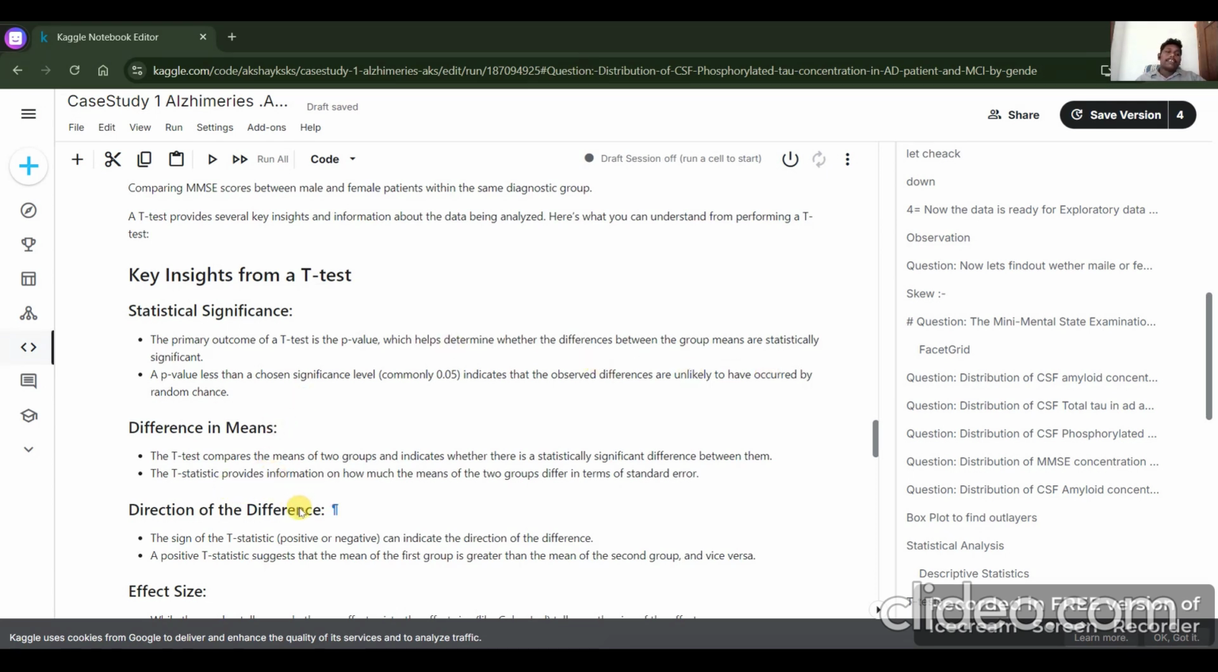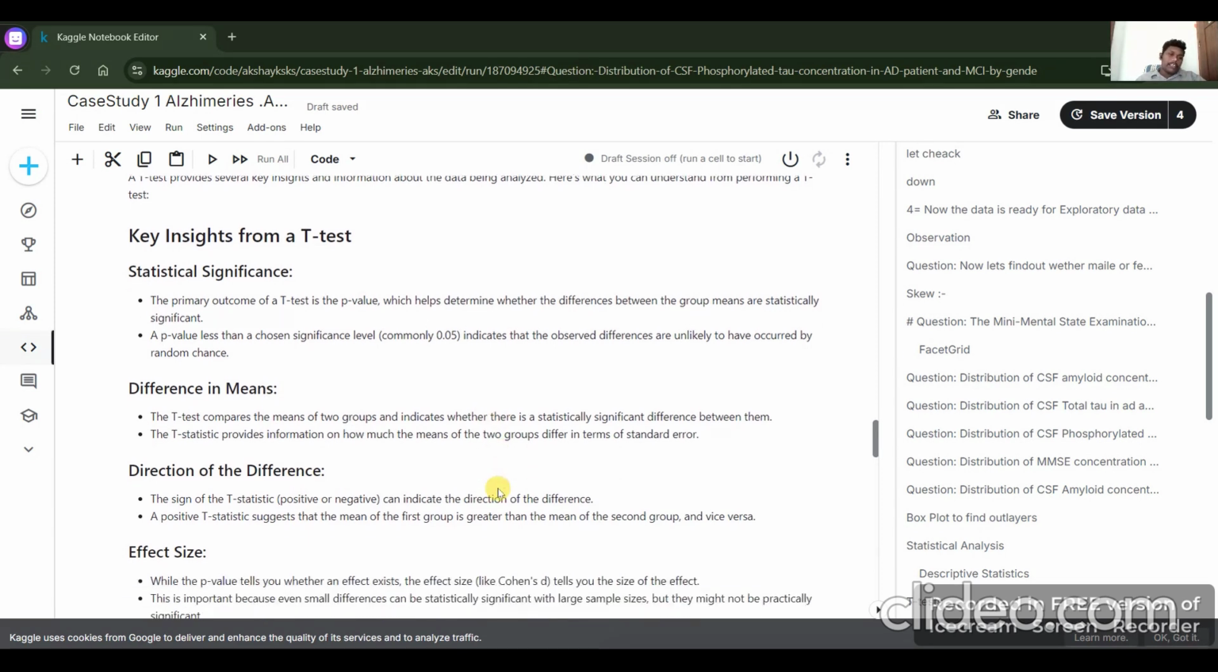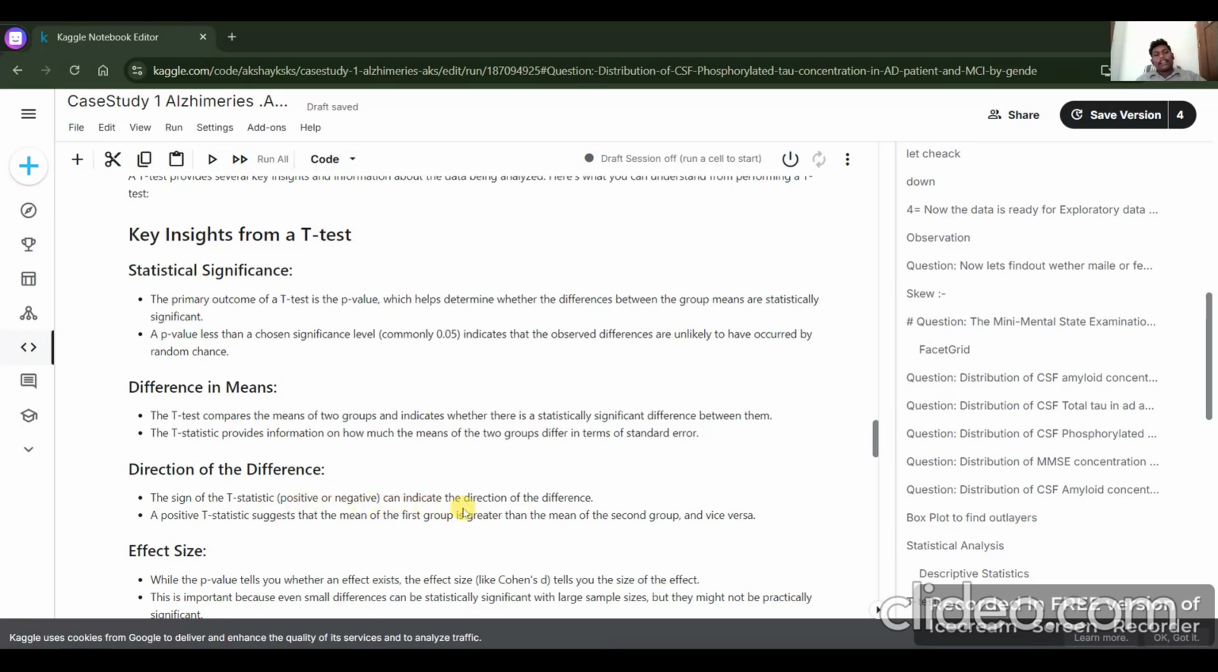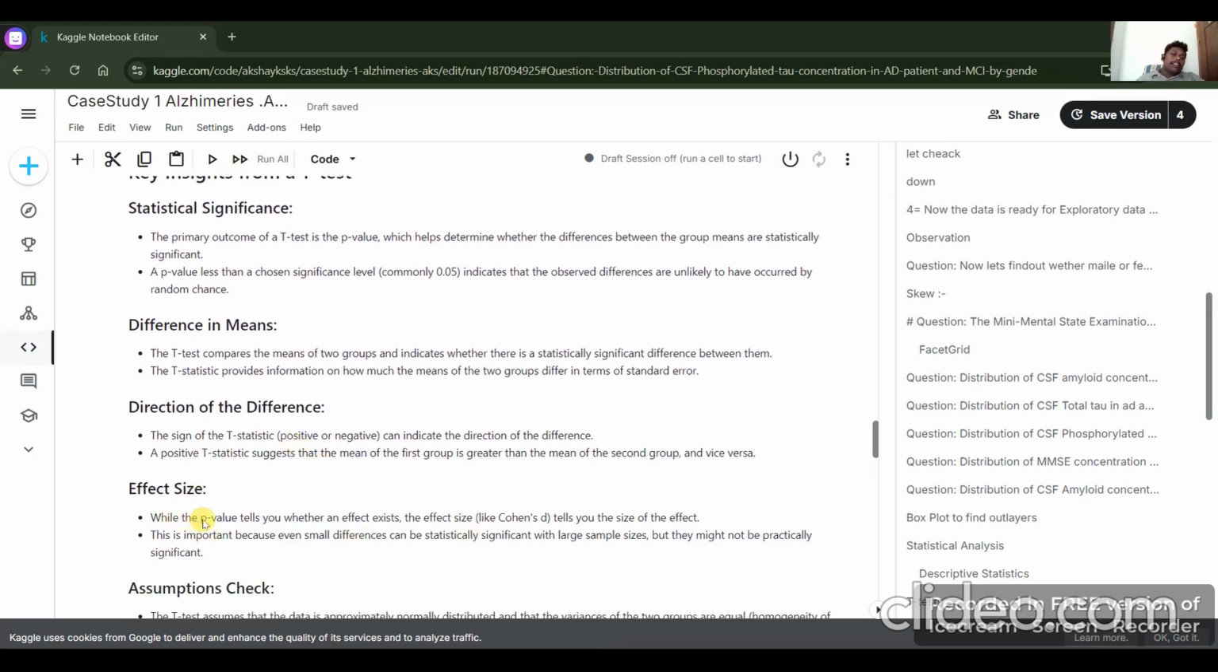Next, direction of difference. The sign of the t-statistic, positive or negative, can indicate the direction of difference. A positive t-statistic suggests that the mean of the first group is greater than the mean of the second group, and vice versa. Then effect size: while the p-value tells you whether an effect exists, the effect size tells you the size of the effect.